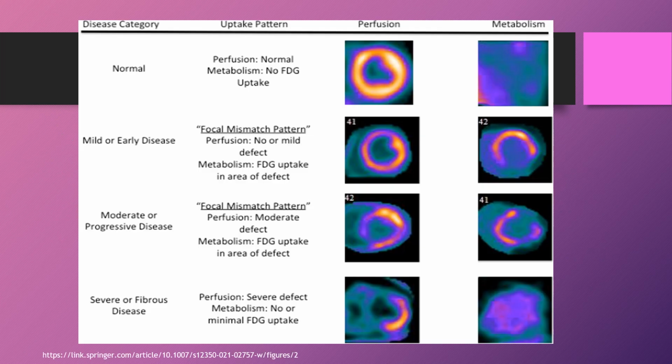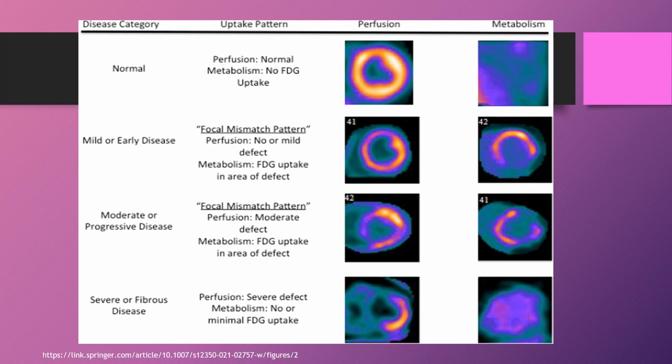These images show the classification of normal versus abnormal for sarcoidosis imaging. So in the very top row, this is a normal one. There is normal perfusion with no FDG uptake, meaning no inflammation within the heart. For the second row, it's mild or early disease. You see another one of those mismatch patterns, perfusion with no or a mild defect. And then on the metabolism images, the FDG uptake will show up in the area of that defect. That shows there's some inflammation there.